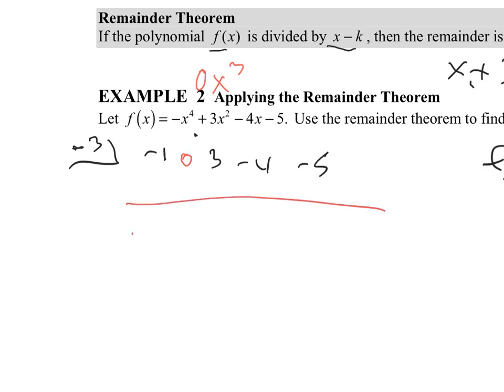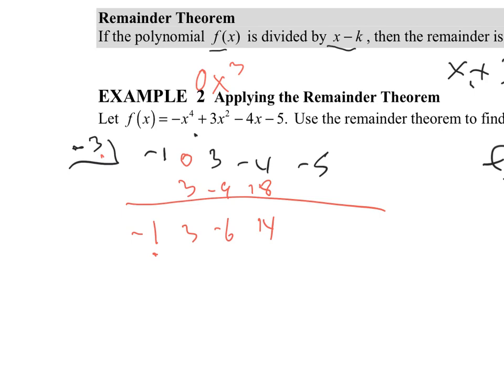So I bring down the negative 1, multiply this times this, gives you positive 3. That answer goes there. Add straight down, that's a 3. Negative 3 times 3 is a negative 9. Add straight down, it's a negative 6. Negative 3 times negative 6 is a positive 18. That answer goes here. Add straight down, that's a 14.